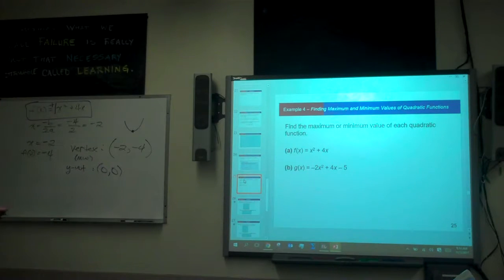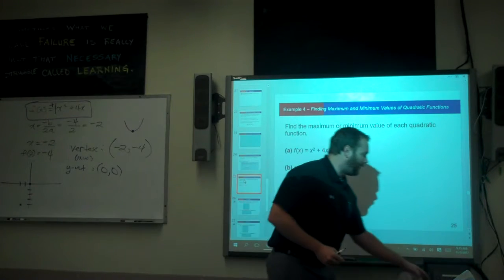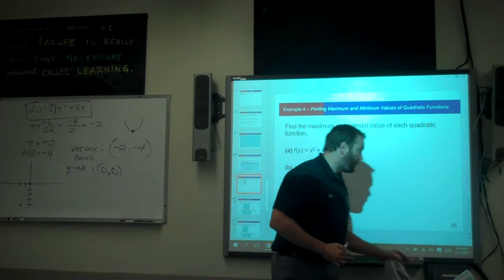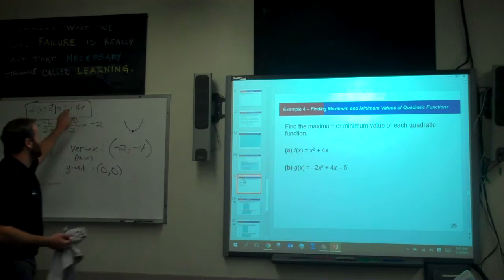But we've got enough information here to get a pretty comprehensive graph. Vertex at negative 2, negative 4. So it's my vertex. The y-intercept is 0, 0. Now that's only 2 points, right? Only 2 points for something that's parabolic. We know we should have some more points, and we haven't found them yet. We could go through and maybe factor this and find other x-intercepts.